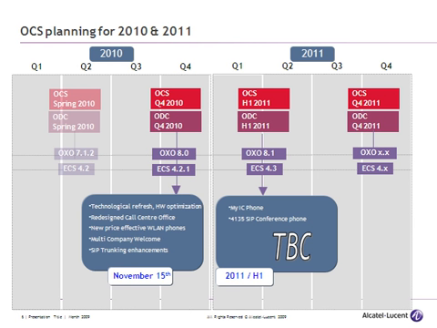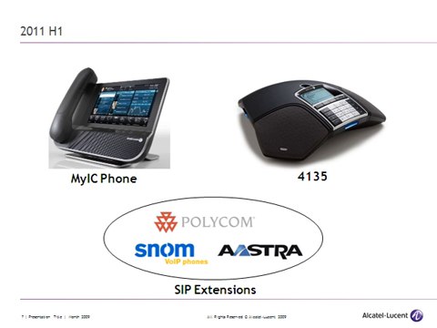These updates consisted of a fairly significant technology refresh, redesigned call center office applications, new wireless LAN handsets, the new multi-company welcome feature, as well as quite a few SIP trunking enhancements. In 2011, the plans are to bring along OXO Release 8.1 and ECS Release 4.3. These updates will bring primarily SIP extensions, which in turn will allow us to utilize the new MyIC phone from Alcatel-Lucent, as well as the 4135 SIP conference phone currently available only on the Enterprise product.